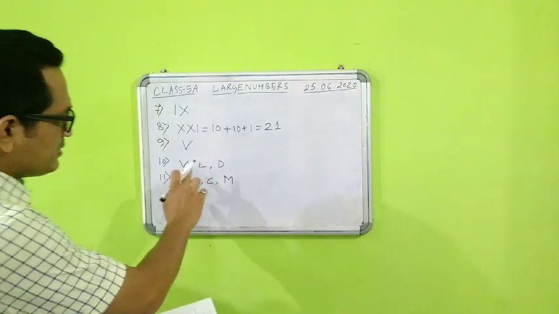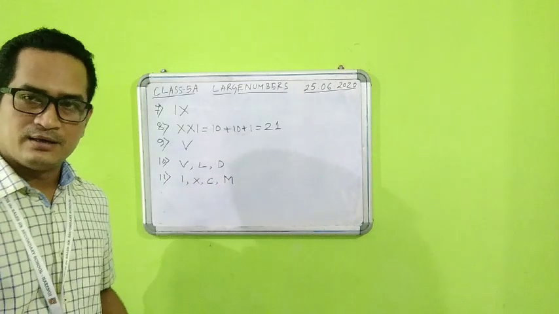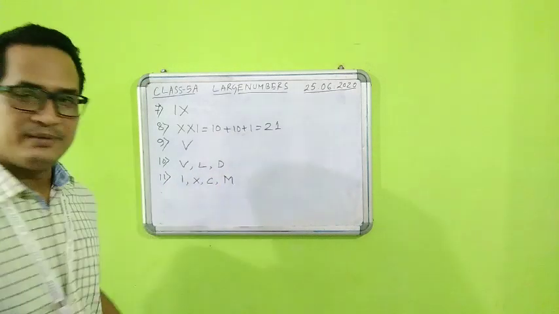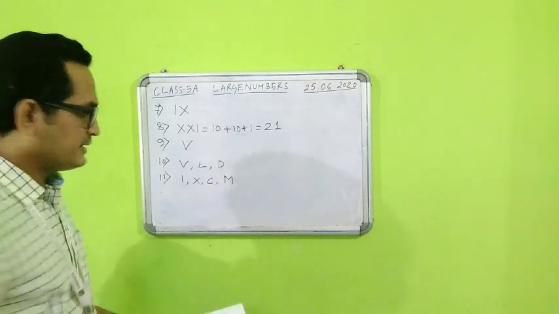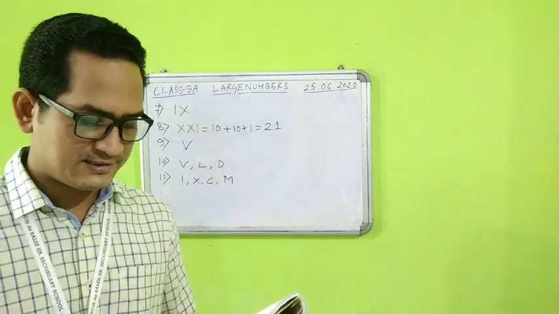That means the ones which are not repeated, you cannot write here. Because I, X, C, M can be repeated, but V, L, D cannot be repeated. So question number 10 and 11, these will be the answers.